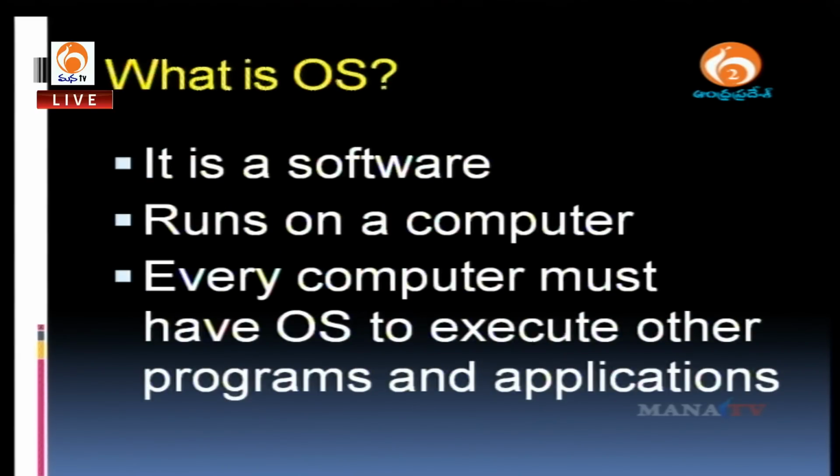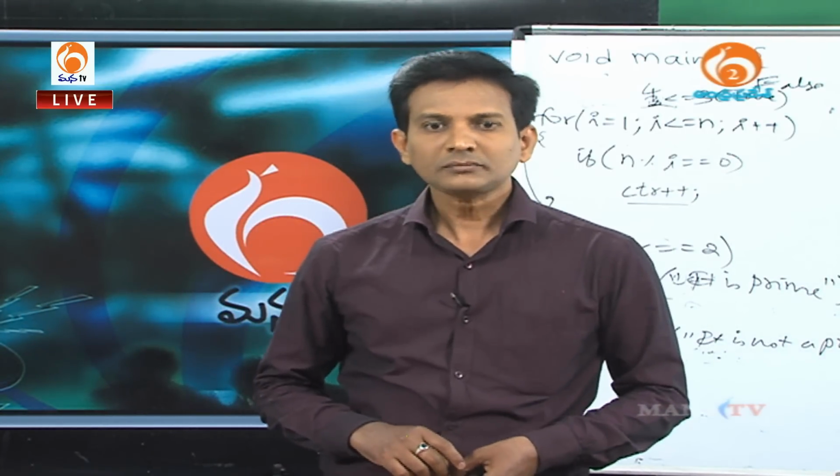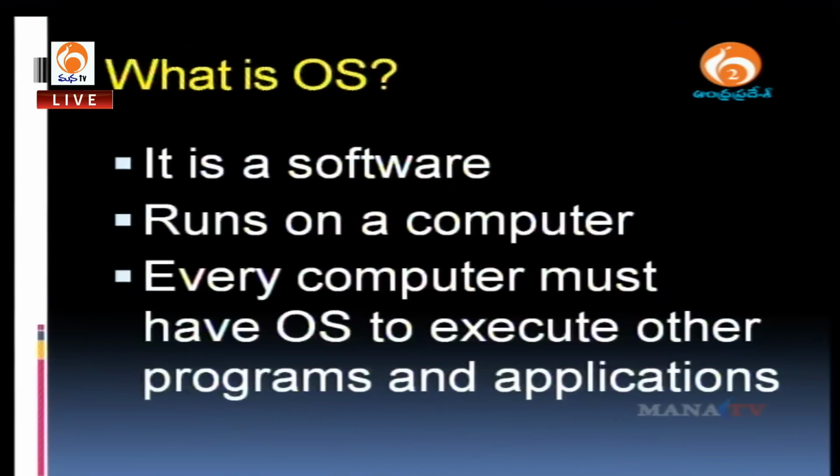Next question is, what is an operating system? These are the frequently asked questions we are now discussing. What is OS? Operating system is a software. It is not hardware, it is software. It runs on a computer. Every computer should have an operating system to execute the other applications and programs.